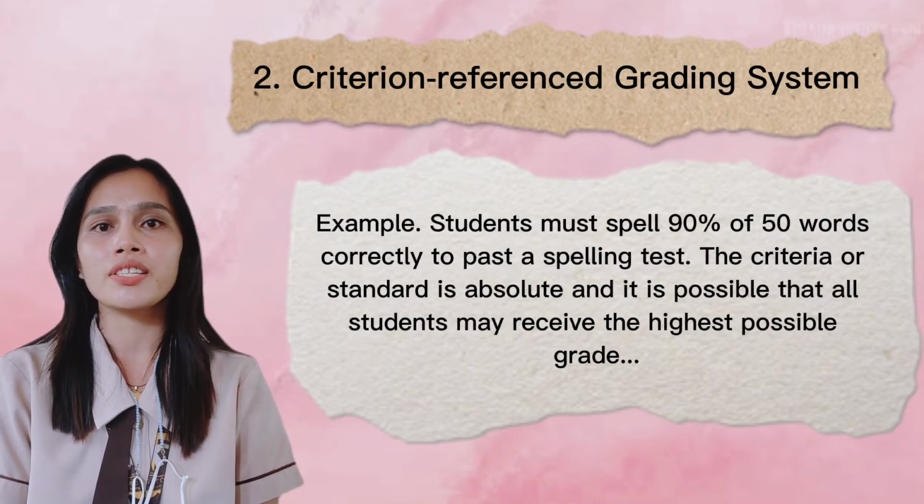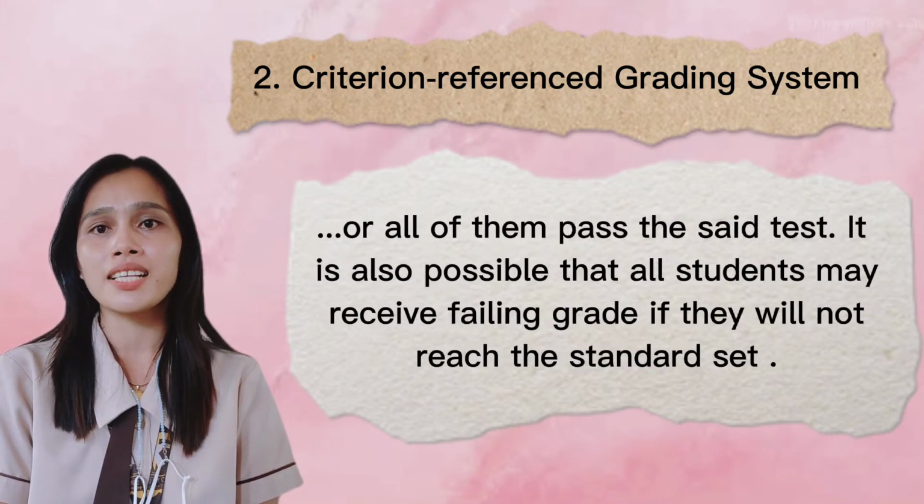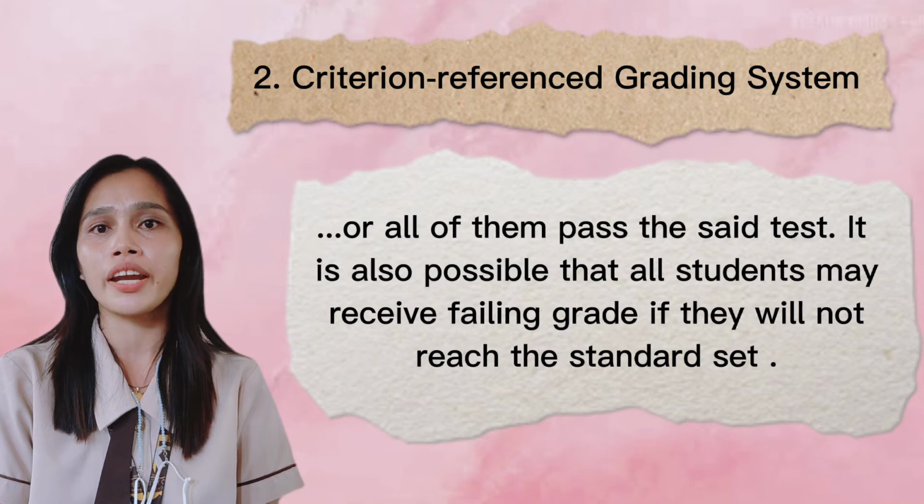The criteria or standard is absolute and it's possible that all students may receive the highest possible grade or all of them pass the said test. It is also possible that all the students may receive a failing grade if they do not reach the standard.